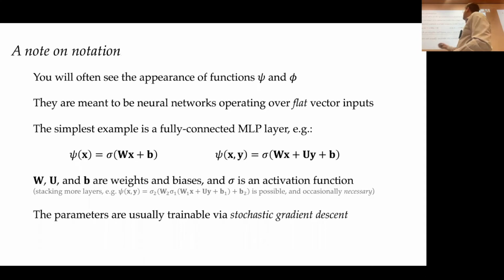And another thing, a note on notation: you will see psis and phis a lot in this part. Since we're talking about concrete implementations, I want to give you a concrete idea of what this psi and phi actually is, right? They're just neural networks that operate over flat inputs. And what's the simplest example of a neural network we know over a flat input? It's a fully connected MLP, right? So when I say psi of x, what I usually mean is something like weight matrix times x plus bias vector, applies some nonlinearity, right? The standard thing you would do in a single layer of a neural network.